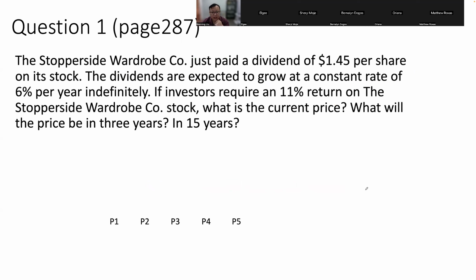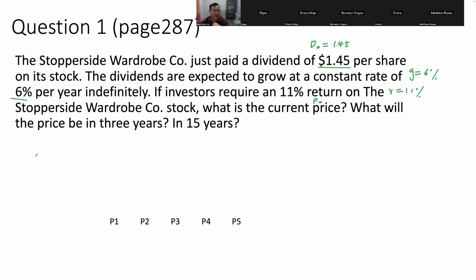The second question is question 1 on page 287. The Stopper side Wardrobe Corporation just paid a dividend of $1.45, so D0 is 1.45. The dividend is expected to grow at a constant rate of 6%, so G is 6%. The investors require an 11% return, so R is 11%. What is the current price, P0? This is pretty straightforward.